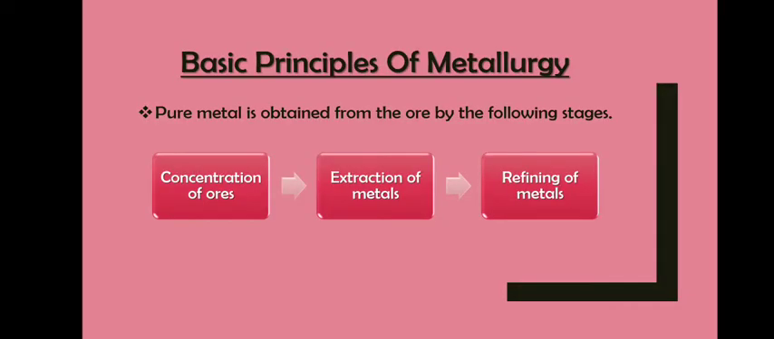So what are the basic principles of metallurgy? First, pure metal is obtained from the ore by the following stages. Firstly, you concentrate the ore, you extract the metal and then you refine the metal. So three steps: concentration of ores, extraction of metal from the ores and refining the metals. What are ores? Ores are basically the minerals from which you can extract the metal economically, right? That are ores.